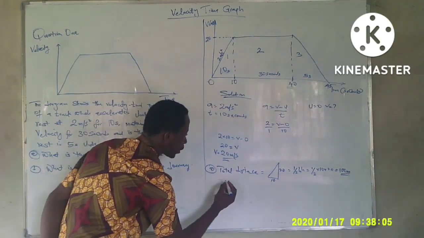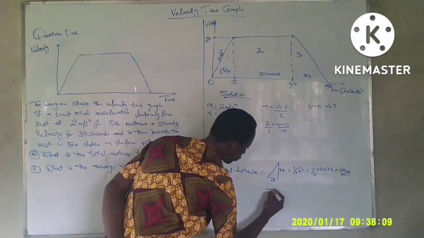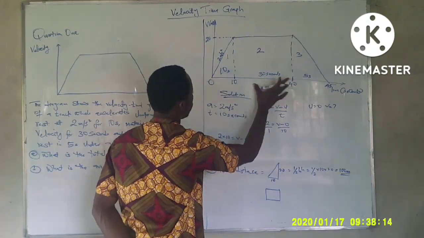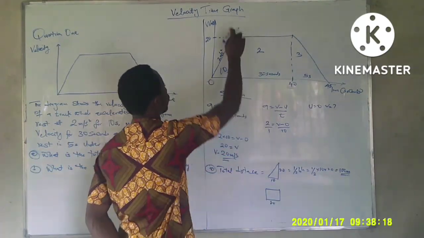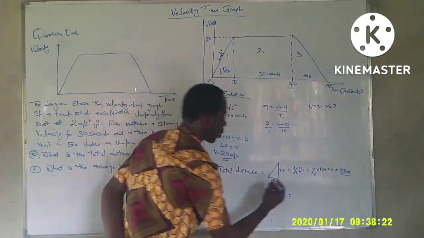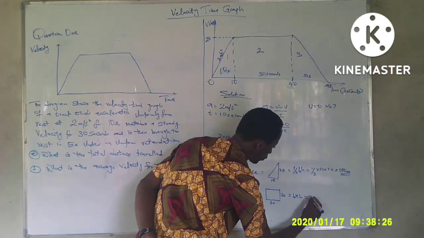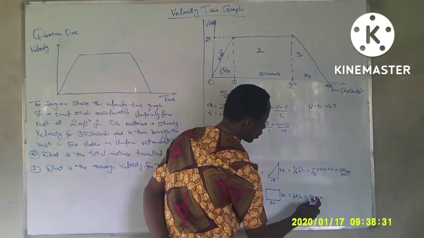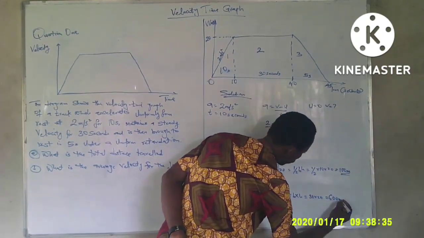So the second one now, you take the shape of what? A rectangle. So it looks like this. The base is what? Is 30. The height is what? As usual, is 20. So what's the formula for a rectangle? Breadth times height, which is 30 times 20. So 3 times 2 gives us 600 meters.